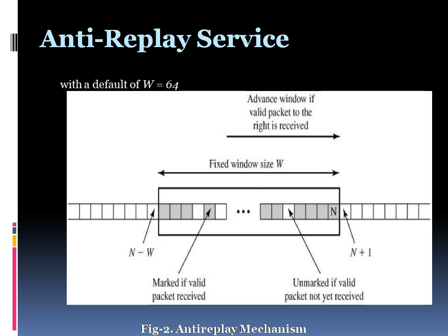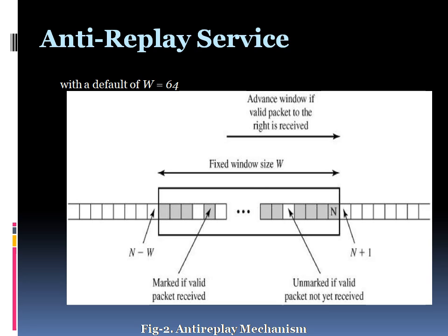Secondly, if the received packet is to the right of the window and it is also a new packet, then the MAC is again checked. If the packet is authenticated, the window is advanced so that this sequence number is the right edge of the window and the corresponding slot in the window is marked. Lastly, if the received packet is to the left of the window or if authentication fails, the packet is discarded, and this is an auditable event.